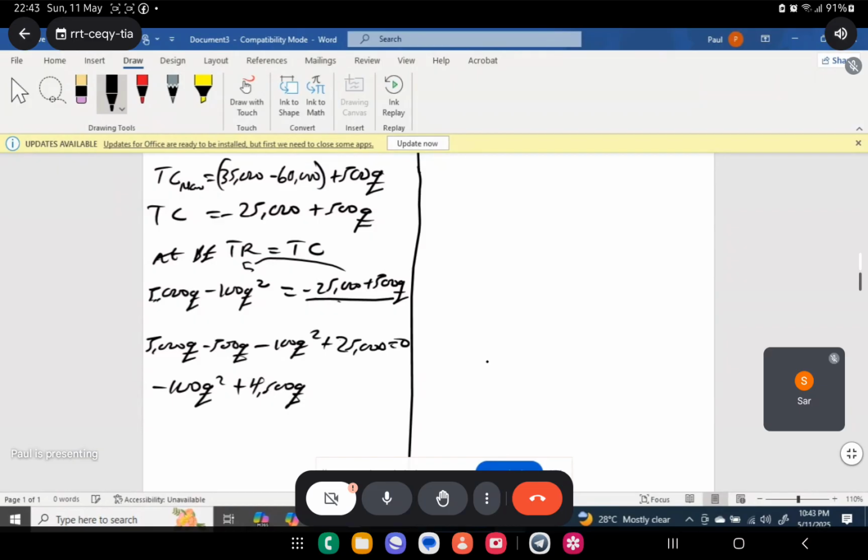Then plus 25,000 being equal to 0. So this becomes our new equation. So we use the same formula: Q being equal to minus b plus or minus the square root of b squared minus 4ac, all over 2a.